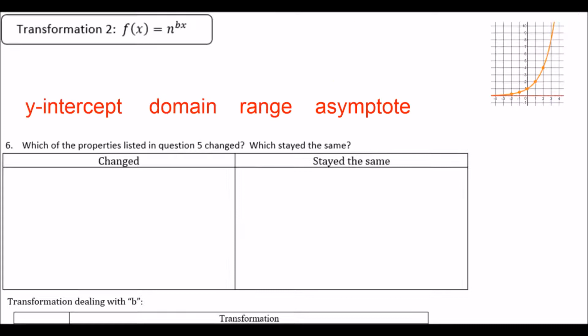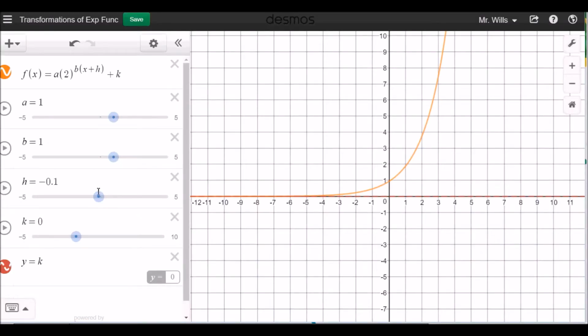All right, final thing we want to look at is the b value. So here we go, I'm going to go back to b. Let's shift h back to 0. Where are you? 0. There we go. All right, so b value.